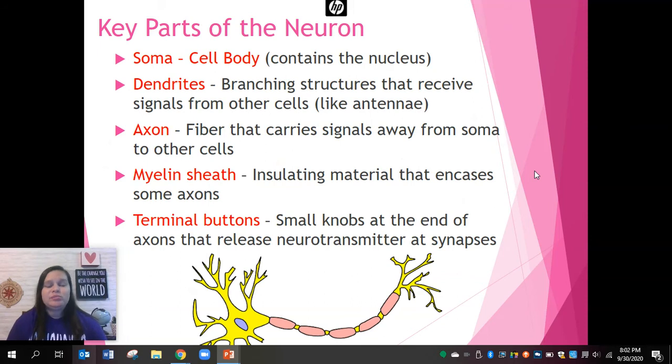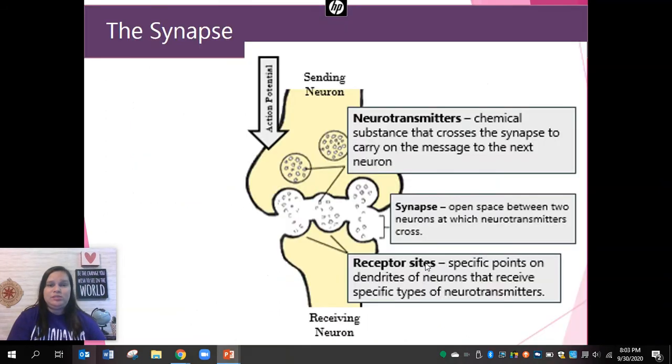So here we've got a little bit of a summary in words other than just what I was saying. Our soma or cell body is what contains the nucleus. The dendrites, those were the branching structures that receive signals from other cells. They're like the antenna. The axon is that long, thin fiber that carries signals away from the soma to the other cells. The myelin sheath is our fatty substance that insulates and encases the axon. And then our terminal buttons, terminal branches, different names, those are the small knobs at the end of the axon that release the neurotransmitters to the synapses.